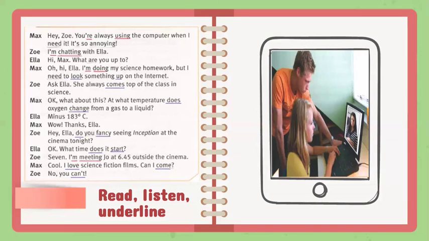Here is our checked version. So the text goes, "Hey Zoe, you're always using the computer when I need it. It's so annoying." Now first, let's look at the two mistakes here. The first one is annoying. Now we know that the word annoying is not a verb. It's an adjective, so it does not belong here. That's straight up not correct.